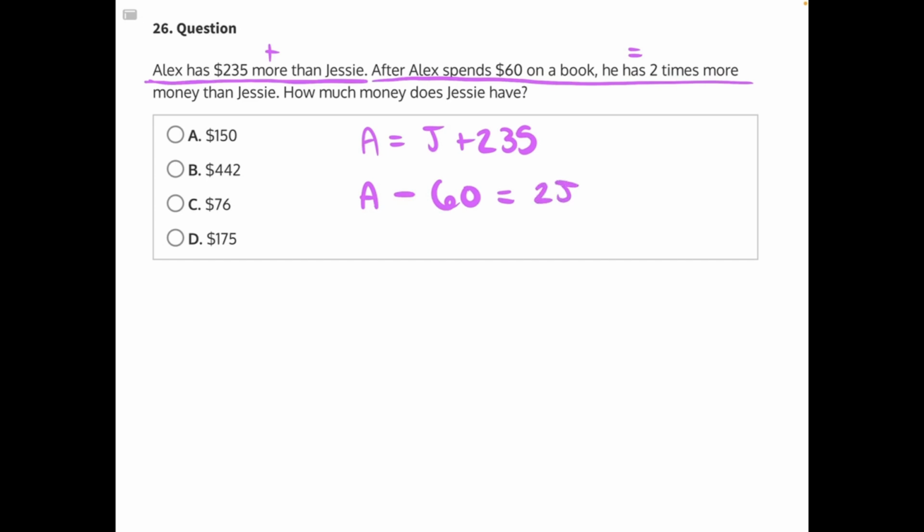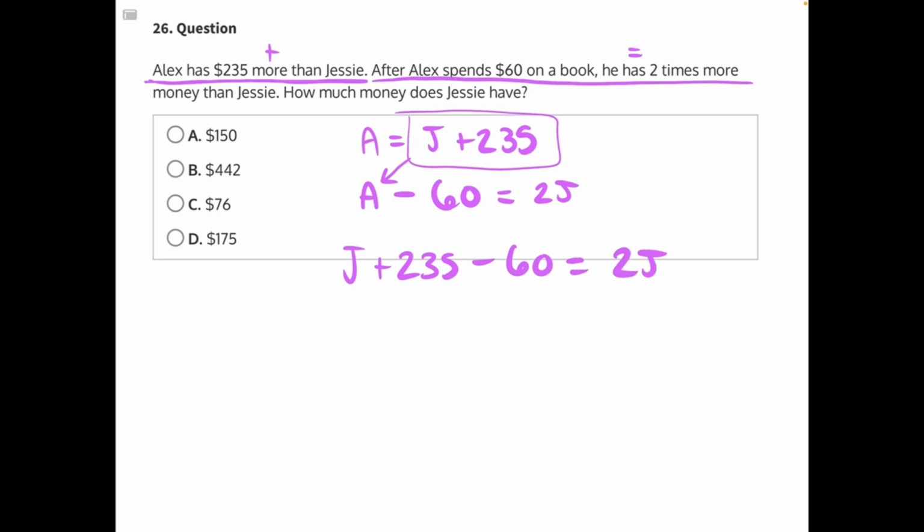And now what we can do, we have 2 equations that have 2 different variables in them, and so they cannot be solved. However, we do have one equation that has A isolated to one side, which means J plus 235 is equal to A, and thus we can substitute it in for A in our second equation. So let's do that. Instead of A, we will rewrite it as J plus 235 minus 60 equals 2J.